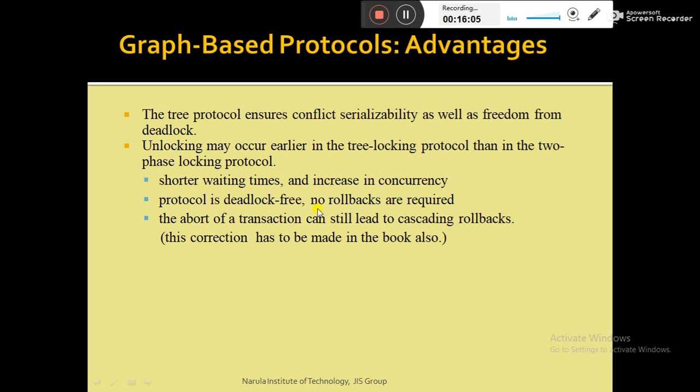And also the protocol is deadlock free, no rollbacks are required, but cascading rollback is there. The abort of a transaction can still lead to a cascading rollback, but it is deadlock free. So these are the advantages of the graph-based protocol. Next, look at the disadvantages in the next slide.